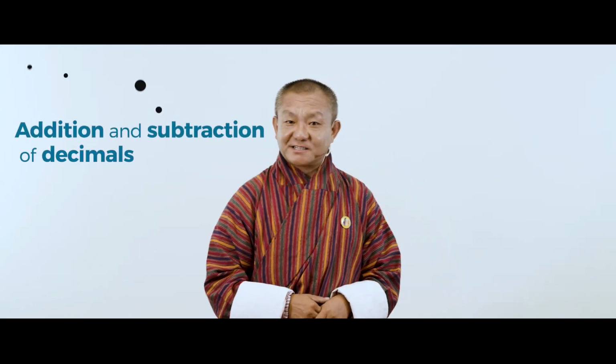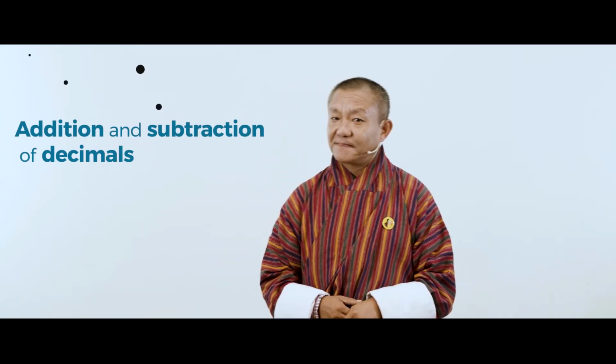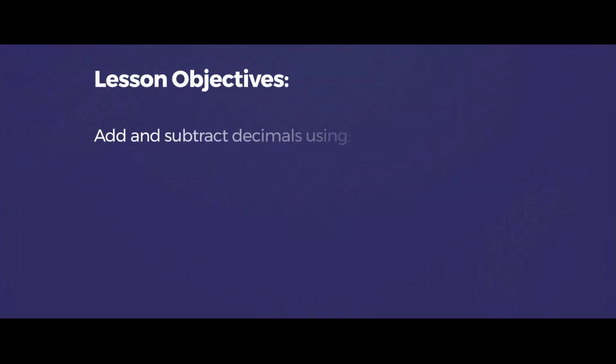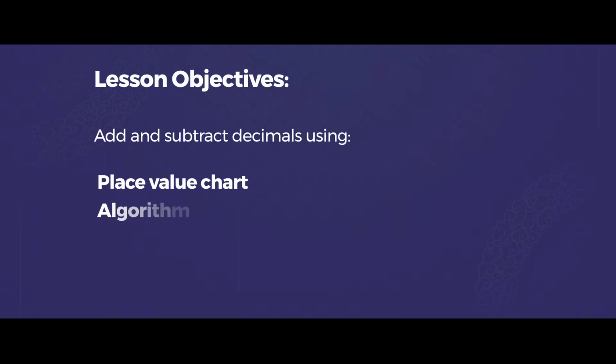This is mathematics lesson for Key Stage 2, classes 4 to 6. So today, we are going to learn about addition and subtraction of decimals. At the end of the lesson, you will learn how to add and subtract decimals using place value chart, algorithm, grid, and number line.